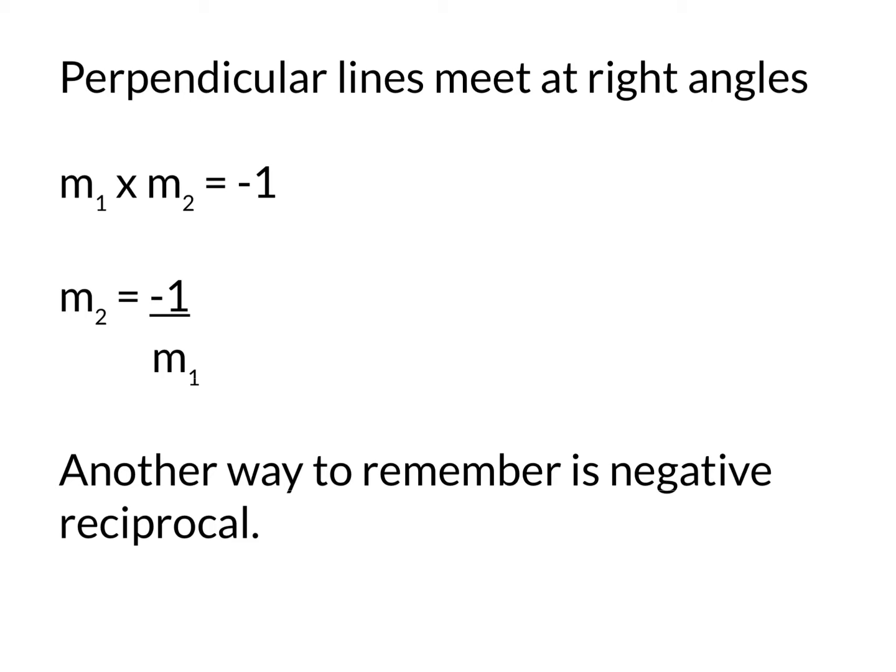So perpendicular lines meet at right angles. And we use a rule that the gradient of one line times the gradient of the other equals -1. Or rearranging it, the gradient of the one we're trying to find, so the second one, is equal to -1 over the one that we know, so gradient 1. And another way to remember is negative reciprocal. And I'll go through each of these as we go through.